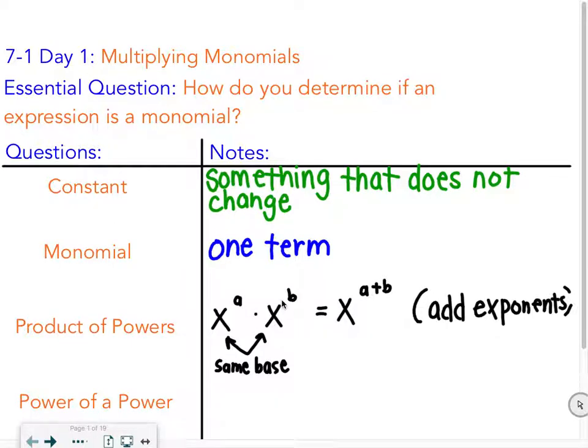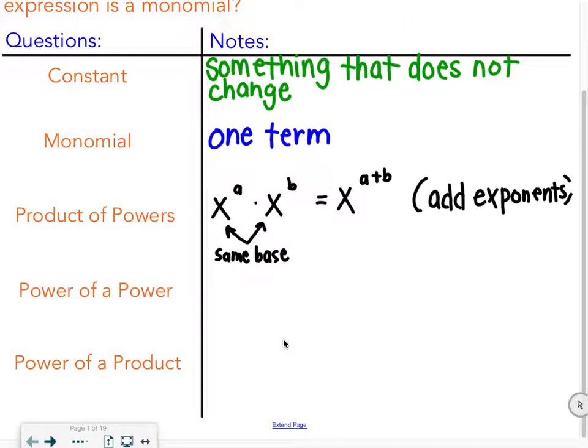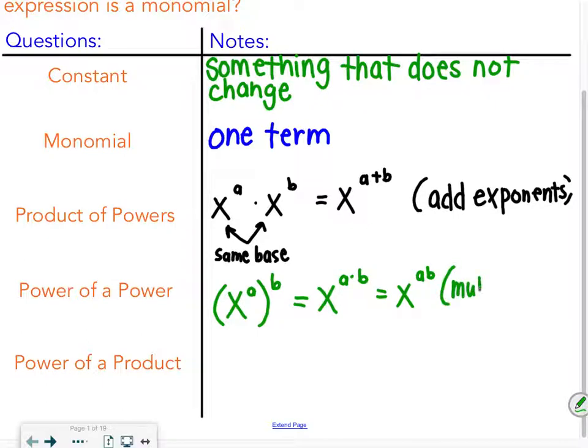Okay, power of a power means that you have an exponent and then another exponent. So when you have something raised to the a power and then also to the b power, you can simplify by multiplying your exponents, which would be the same as x to the ab. So you are multiplying your exponents.